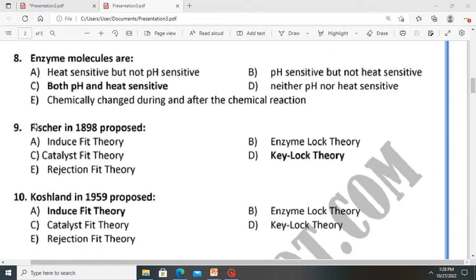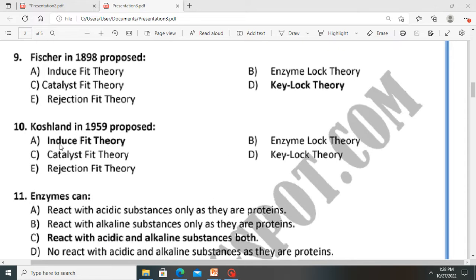As we said earlier in the previous question, Fischer proposed the lock and key model, which says that the active site of the enzyme is complementary in shape to the substrate. Koshland, as we said earlier, proposed the induced fit model, which says that when an enzyme binds a molecule, it induces a conformational change in the active site that becomes complementary to the substrate so that they can bind strongly. The induced fit model was proposed by Koshland in 1959.